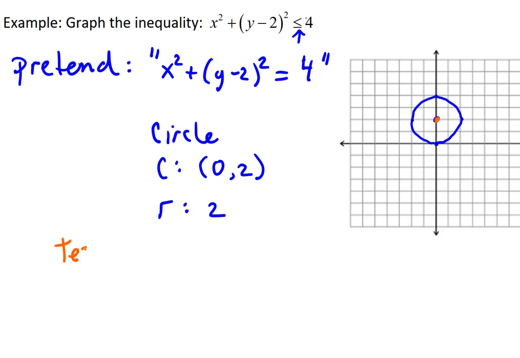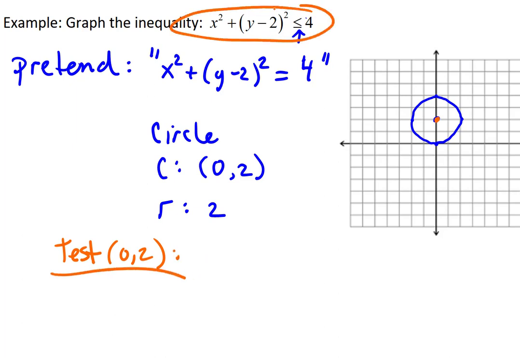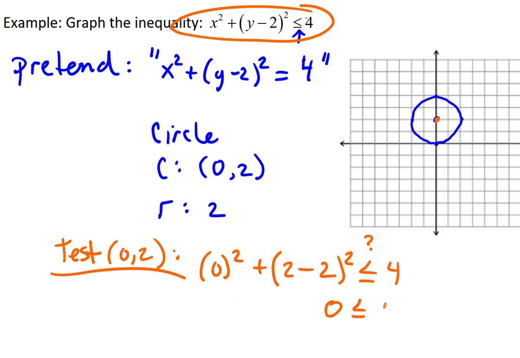So if we test that center point, which we already found was (0, 2), of course, we test it by plugging it in the original inequality. And so I'm plugging in 0 for x and 2 for y. That would tell me 0 squared plus, and then inside for y I'm putting 2, so (2 minus 2) squared. We're wondering if that's less than or equal to 4. Well, that would be 0 plus 0, so 0 is less than or equal to 4. Actually, that is true. So since our test point is true, we shade where it is.